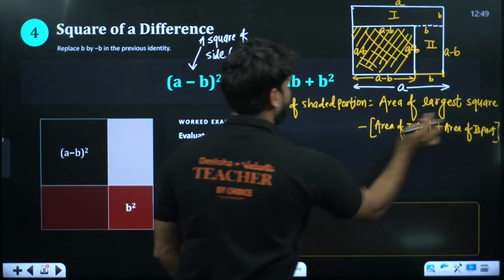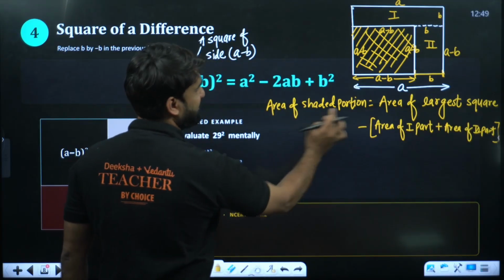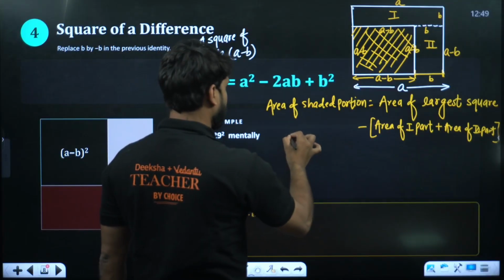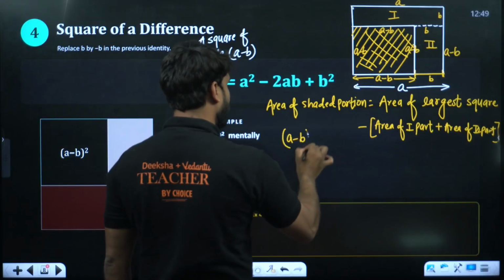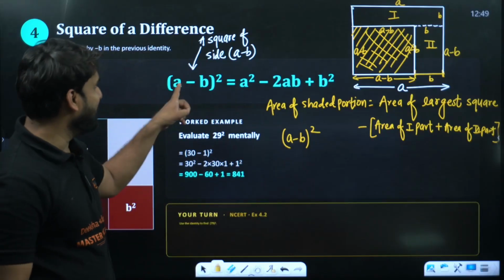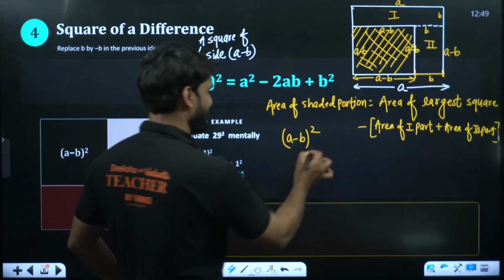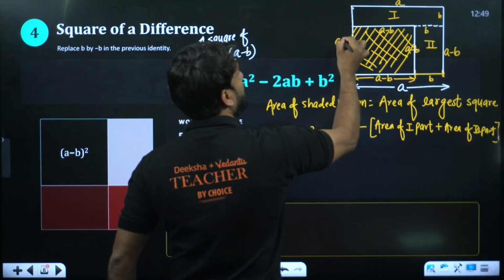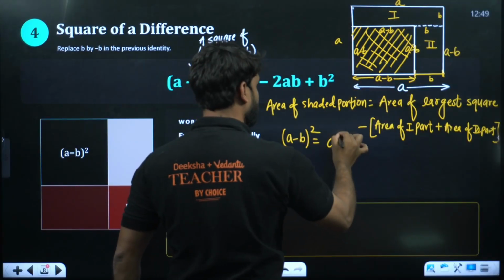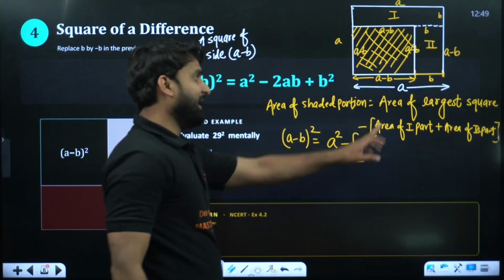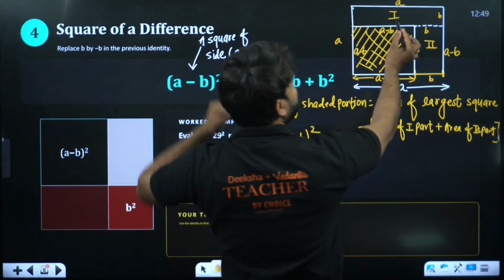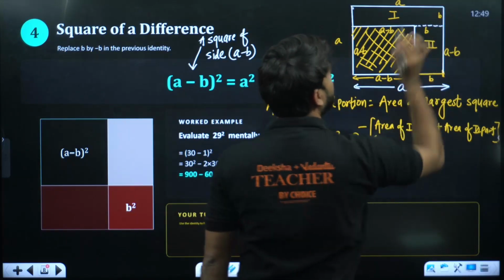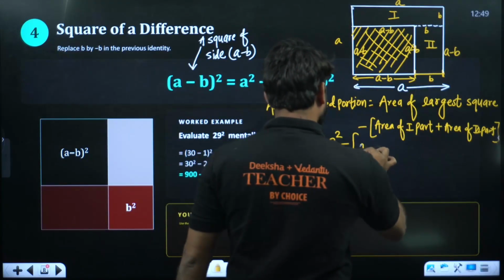So area of this what? Area of shaded portion. So the shaded portion is a square of side A minus B. So what will be the area? This will be A minus B whole square. Oh my God, it looks like we are approaching our target. Okay. Now the area of the largest square, which is the biggest one, side A. So the area will be A square minus area of first part. Where is the first part? This is the first part, and the first part is of side A and this width B. So what will be the area?